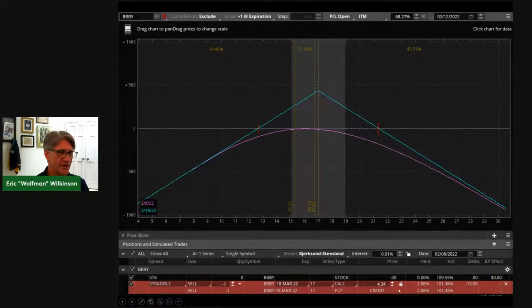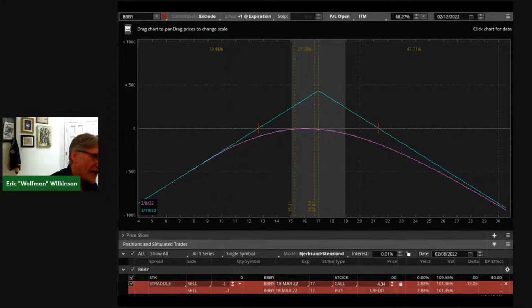Now we can see with this strategy, $4.34, that is with the option contract multiplier, because remember, every single one option contract is equivalent to 100 of the underlying. So with that said, we also have to look at our credit of $4.34 with the option contract multiplier of 100. I would collect $434. Okay. So with that said, anytime you're collecting a credit, that is your max profit.